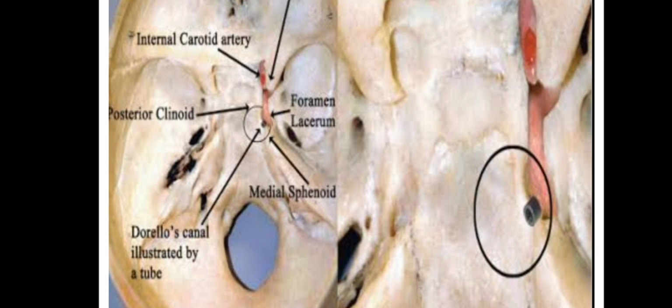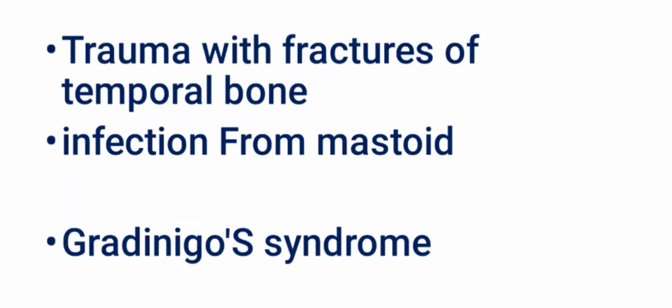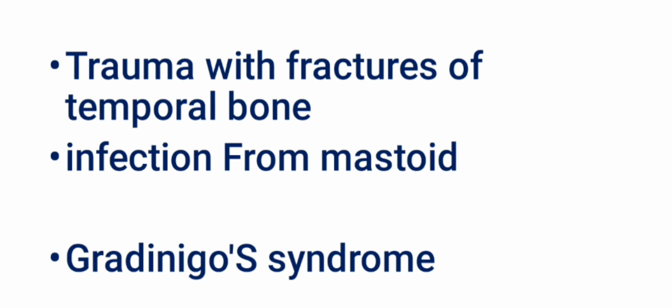So this part of the nerve is very much vulnerable to trauma, with fractures of the temporal bone or infection from the mastoid producing what is known as Gradenigo's syndrome.